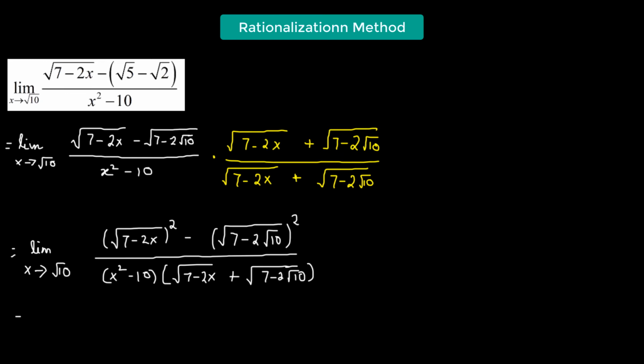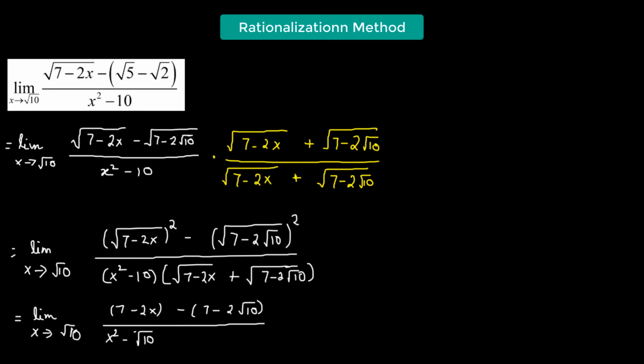Simplifying the numerator, we get limit x approaching square root of 10, 7 minus 2x minus 7 minus 2 root 10, divided by x squared minus, so here 10 can be rewritten as square root of 10 whole squared. This was done because we can expand it using the identity a squared minus b squared, which will give us one factor as x minus square root of 10.